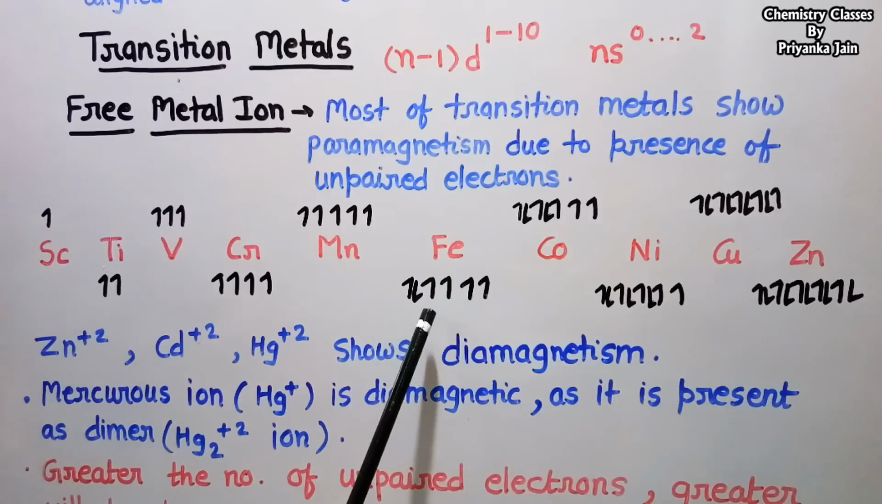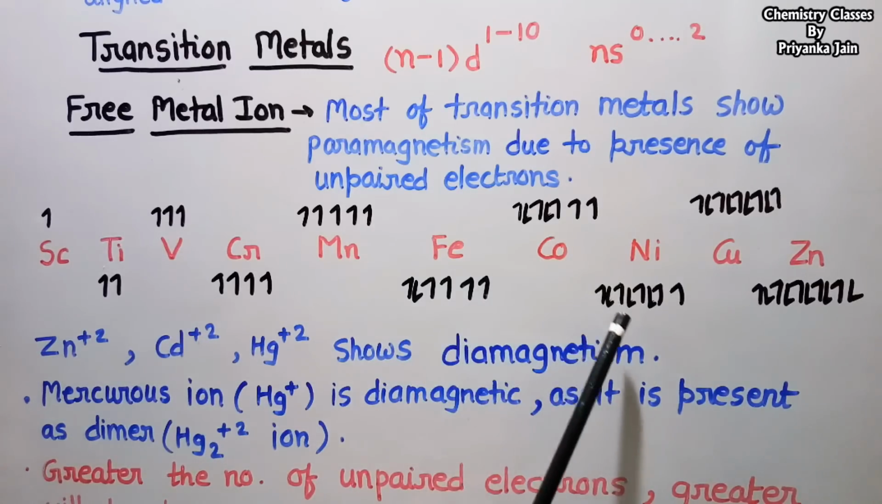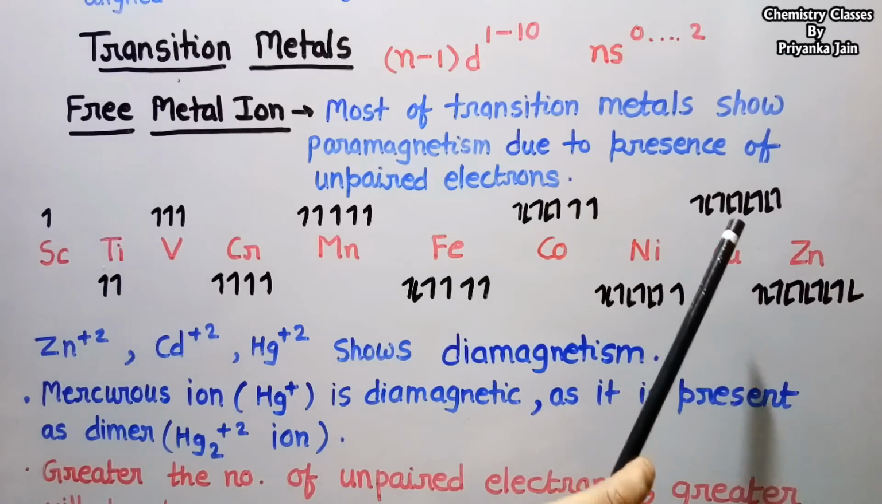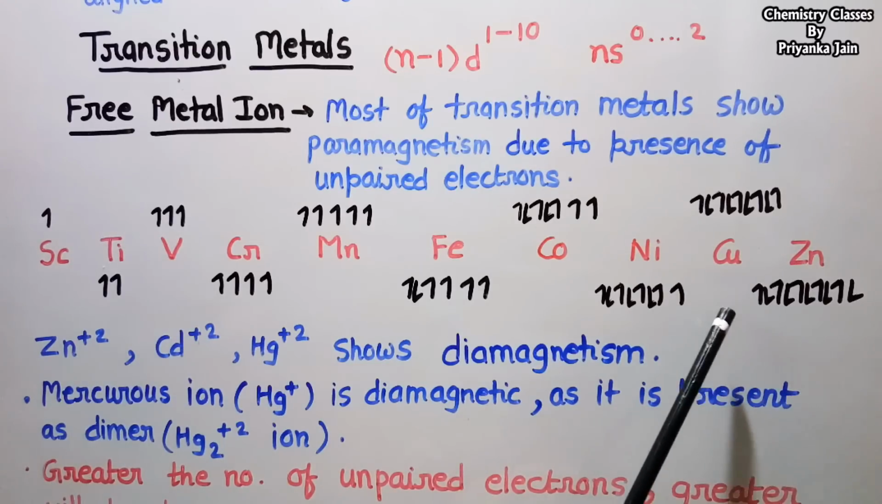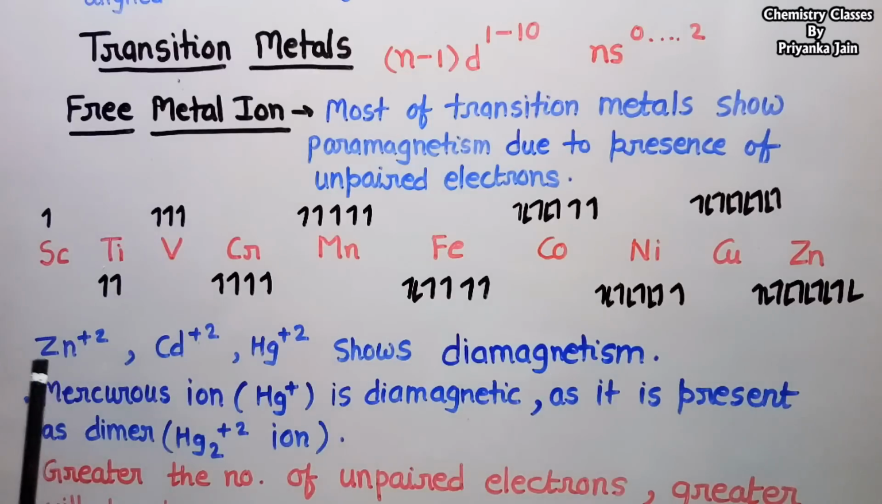Then in iron, there are 4 unpaired electrons, and in cobalt, 3. In nickel, 2. In copper, there is 1 unpaired electron. But in the case of zinc, all the electrons are paired up. So zinc does not show paramagnetism. It is a diamagnetic compound. So the magnetic property depends upon the number of unpaired electrons. And we can say zinc, cadmium and mercury all show diamagnetism.